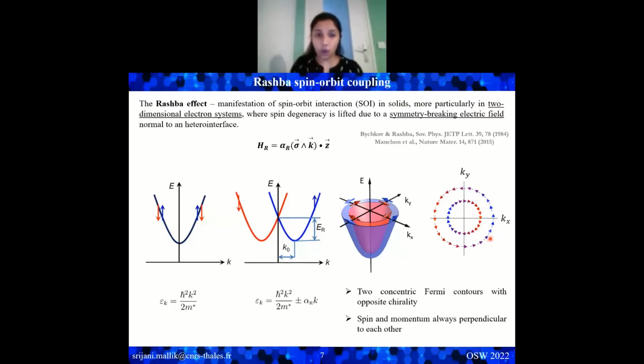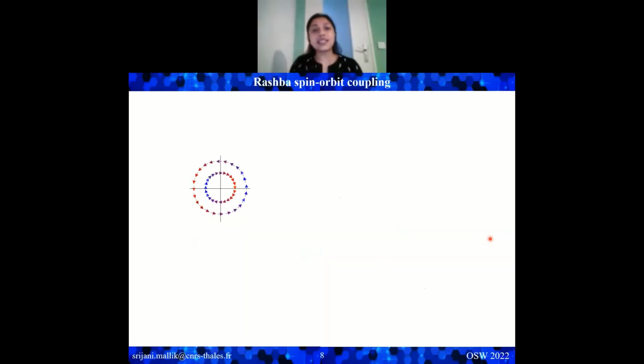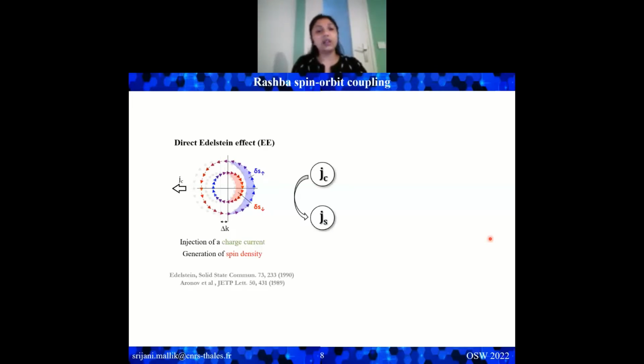And this Rashba spin orbit coupling enables the possibility to do the spin to charge as well as charge to spin conversion. So in such a system, if we pass a charge current, then the spin contours will shift like this, and we will end up with some uncompensated spin density, which can also pass through the adjacent layer by giving rise to a spin current through the direct Edelstein effect.